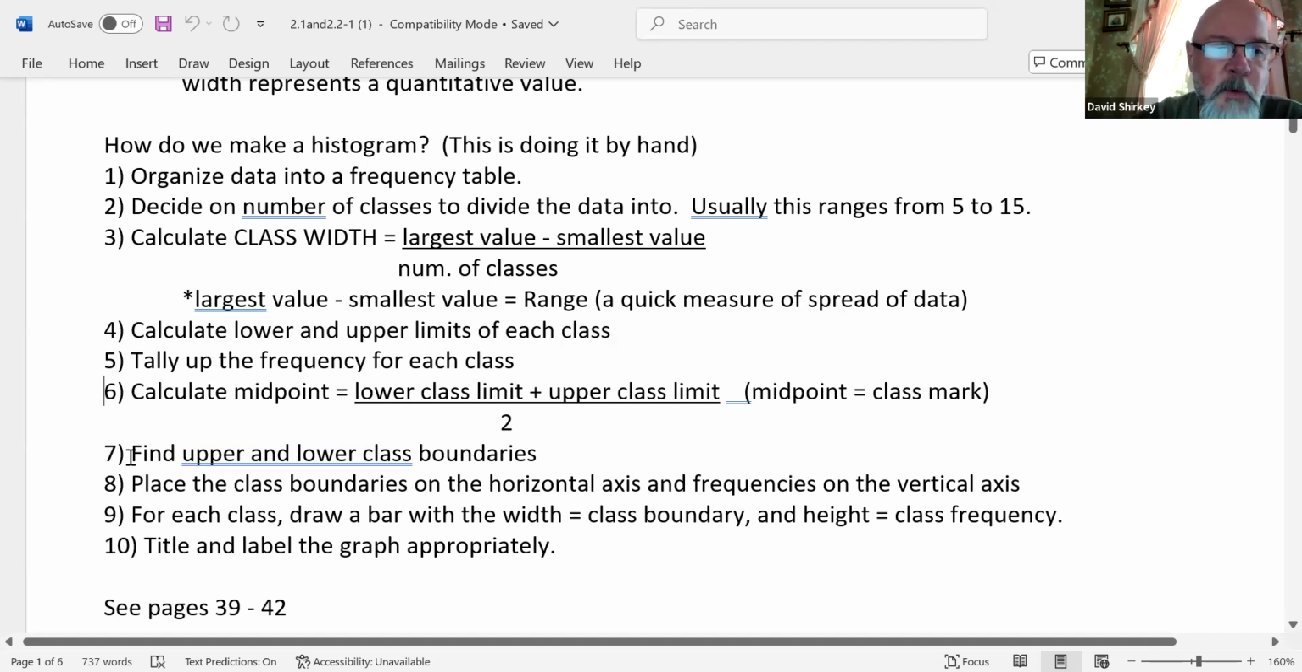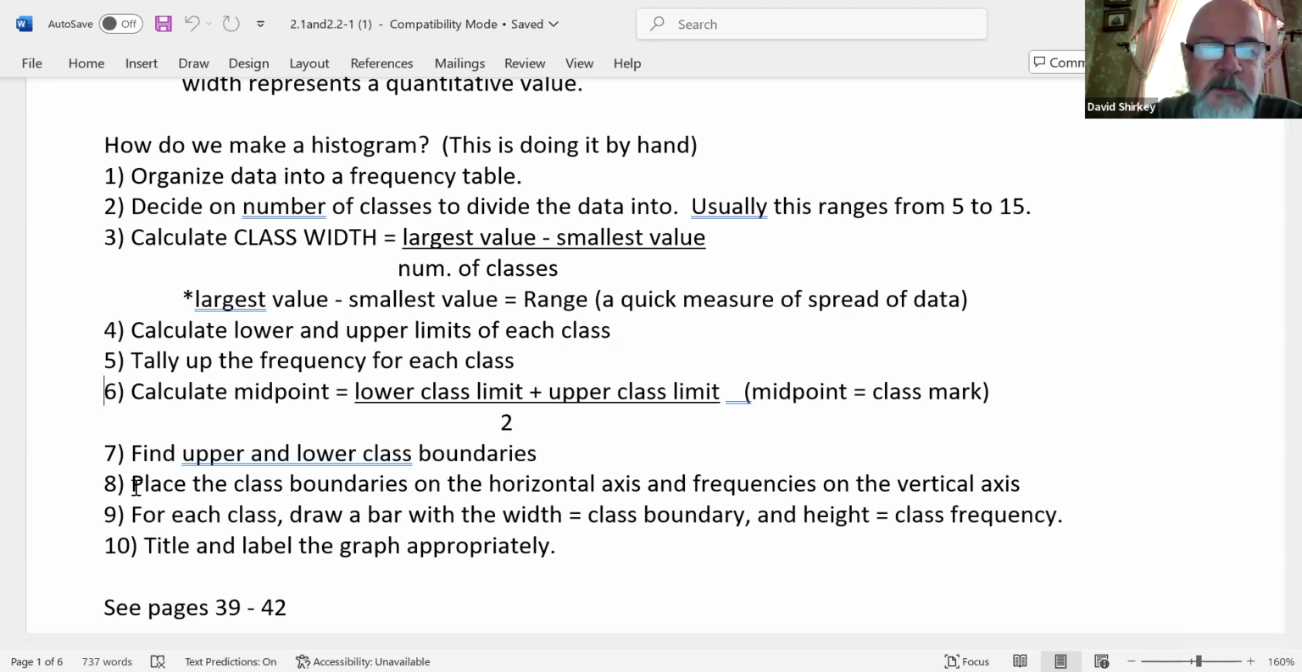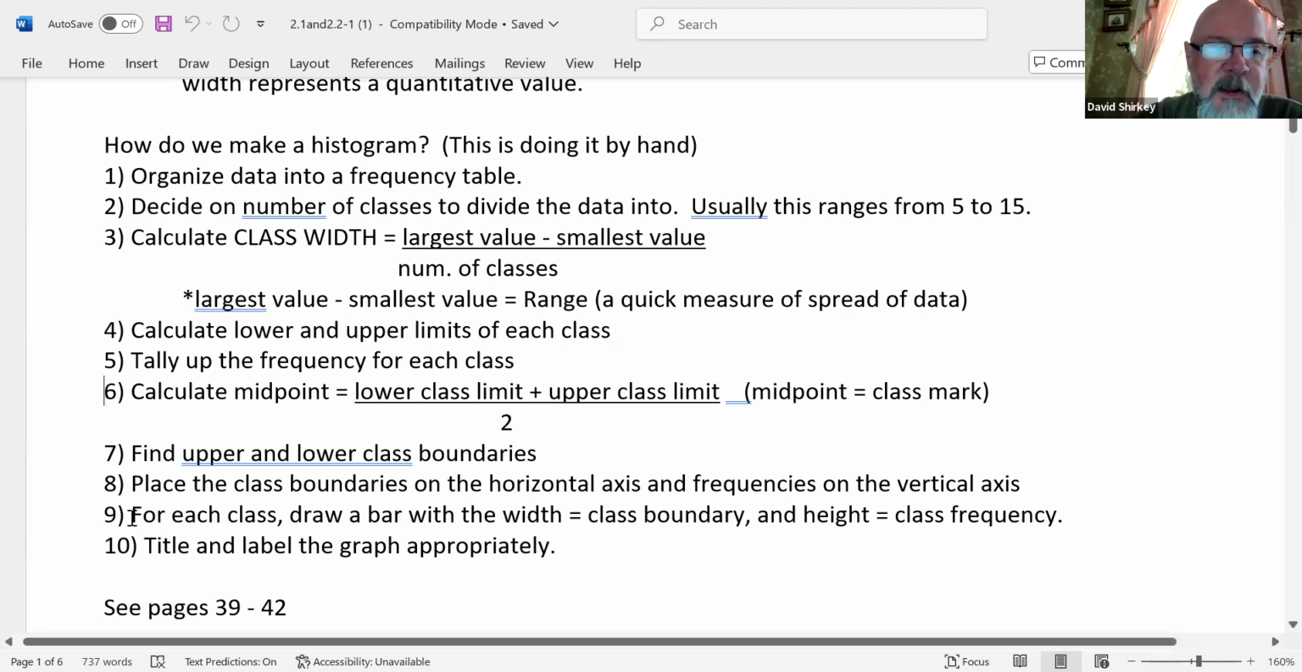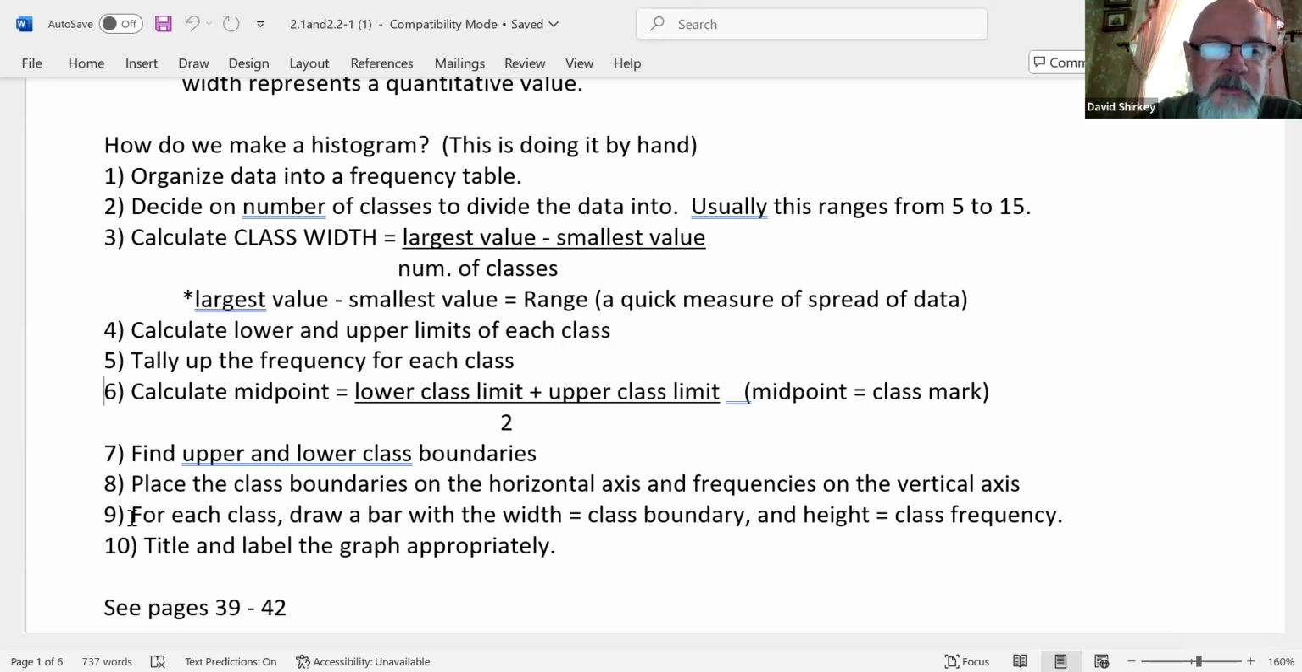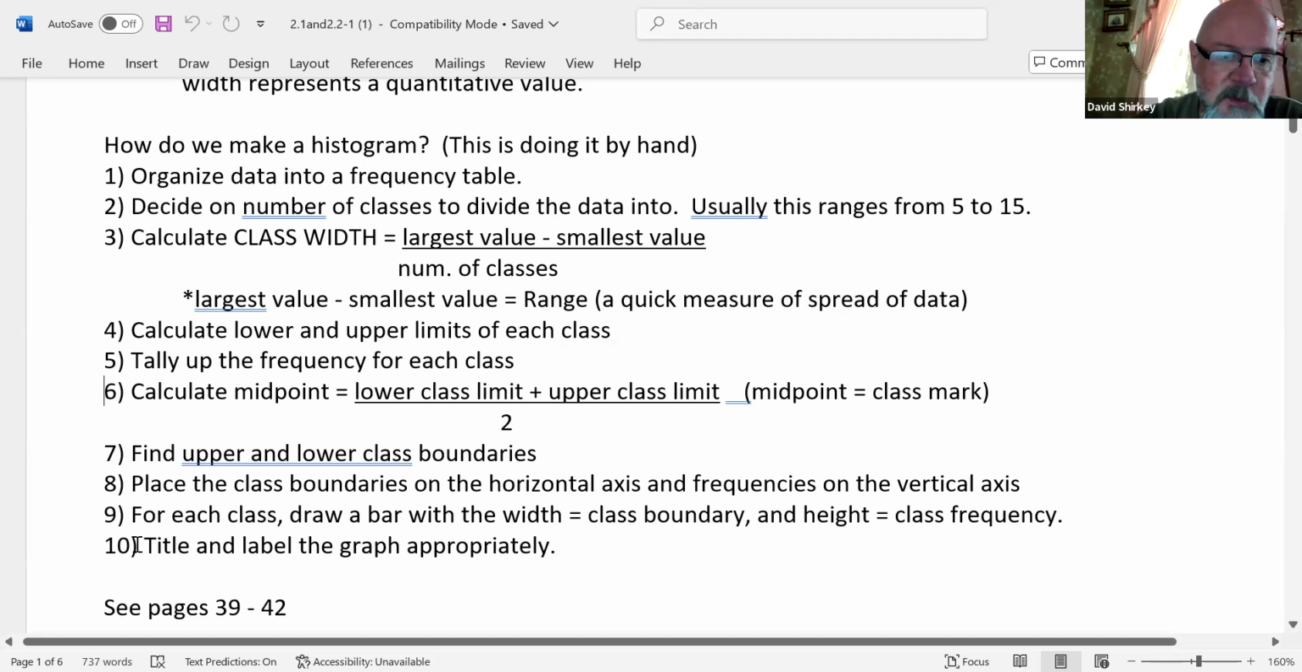Number 7, find the upper and lower class boundaries. Step 8, place the class boundaries on the horizontal axis and frequencies on the vertical axis. So you're going to have bars that are going straight up and down. Step 9, for each class, draw a bar with the width equal to the class boundary and the height equal to the class frequency.